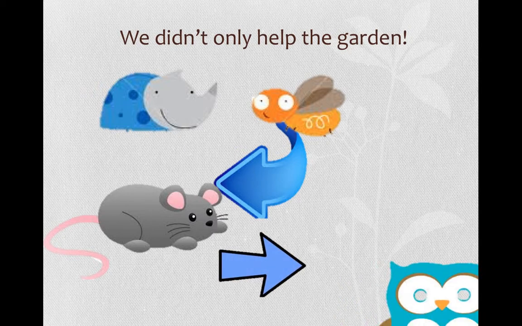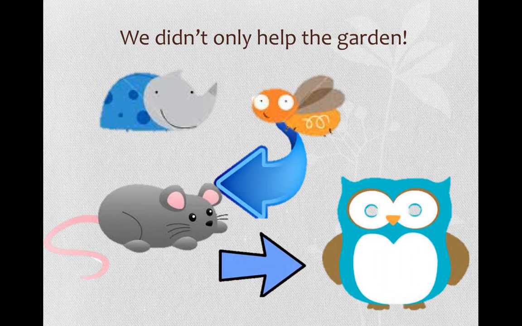And we're also helping the owls who eat the mice, who eat the insects, who eat the things in the garden. And this cycle goes on forever and ever in the large ecosystem. I'm so glad that you could help me save my garden. Now my plants are so happy, and we affected so many different organisms.